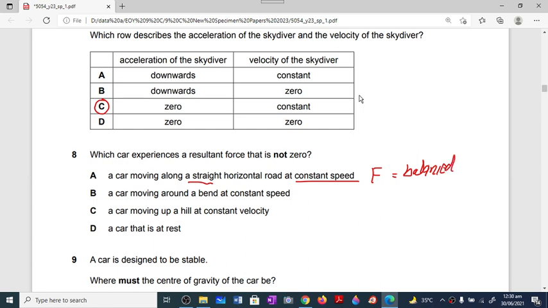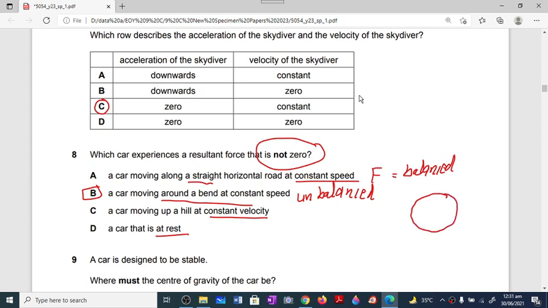Then it is moving with constant bending around the corner, an unbalanced force. Unbalanced means that the resultant force is not zero. While if we check the other options, constant velocity and rest mean the forces are balanced. So option B, because whenever it turns around the corner, there is a change in direction.